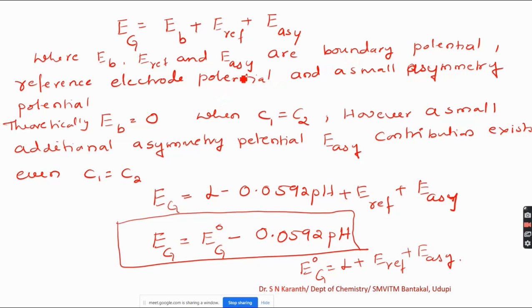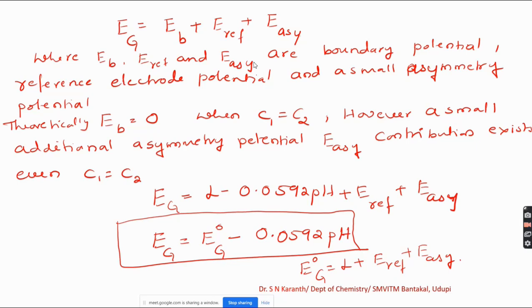But what is this E asymmetry? When you use the same concentrated solution inside and outside the glass bulb, you can still observe a potential, even though theoretically Eb should be 0 when C1 equals C2. However, a small additional potential is observed, particularly in the glass electrode. That potential is called the asymmetric potential, and it is mainly due to the presence of the gel layer, which creates a potential even when C1 equals C2.